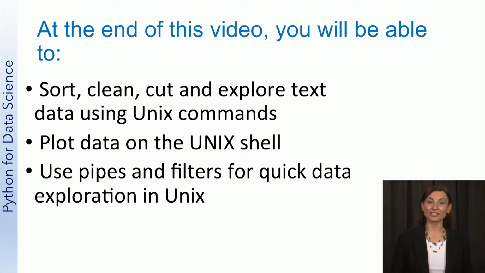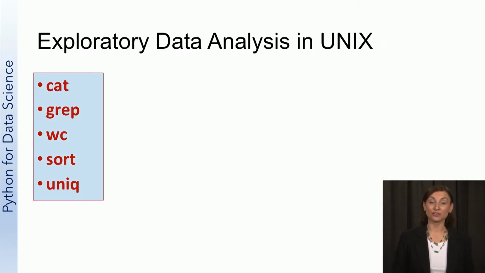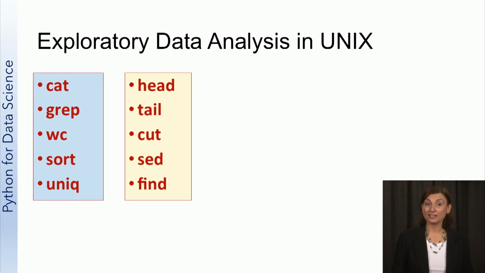When we work with text files or outputs of Unix commands, we mainly do text data manipulation and searches. Some useful commands that help with these goals are grep, cat, word count or wc, sort, and uniq. And head, tail, cut, sed, and find. While we talked about the first 5 of these commands in our earlier coding sessions, we haven't yet seen the second set of commands listed here.